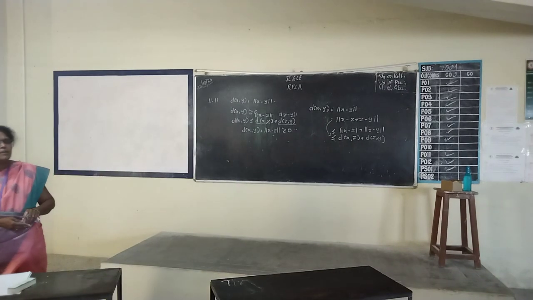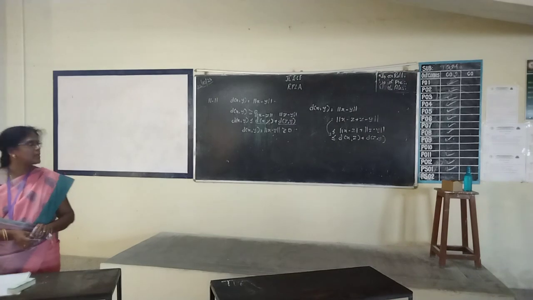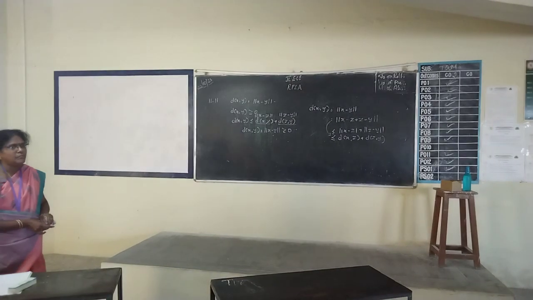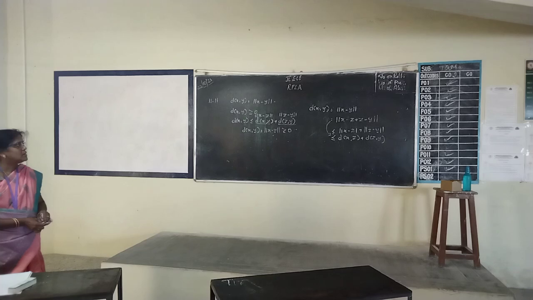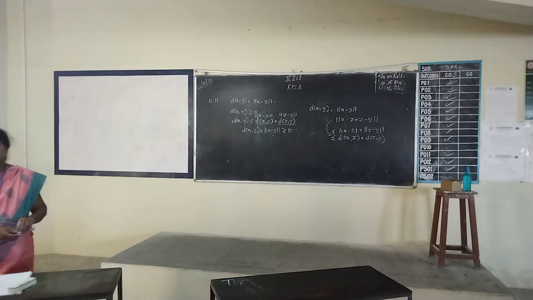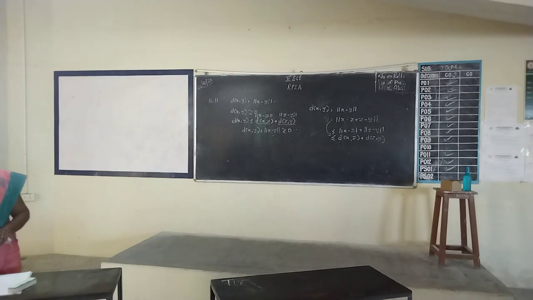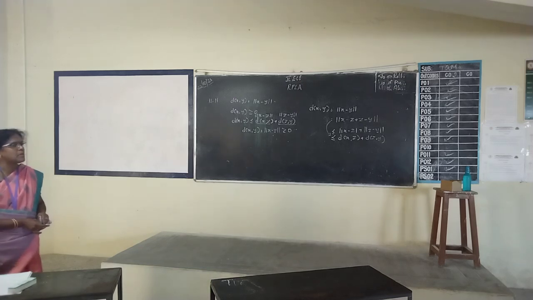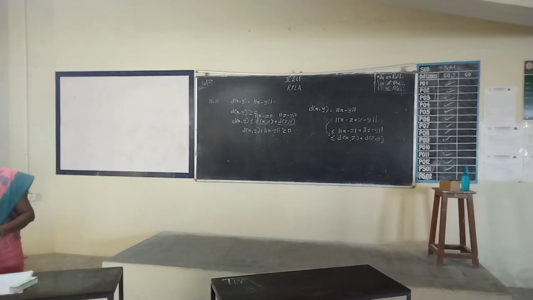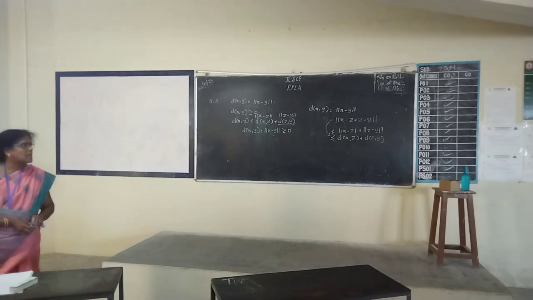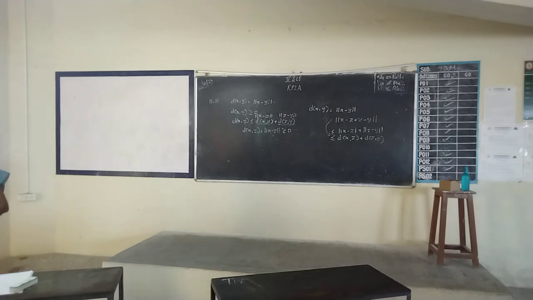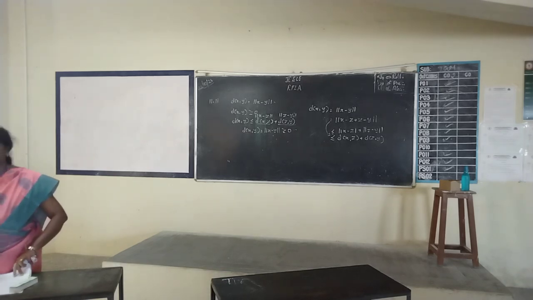So, by triangle inequality, d of x comma y is less than or equal to norm of x minus z plus norm of z minus y, which is less than or equal to d of x z plus d of z y. Hence the proof.